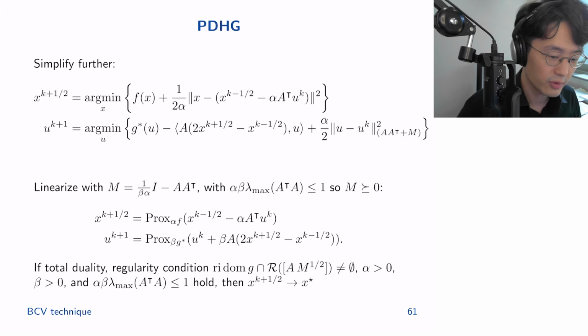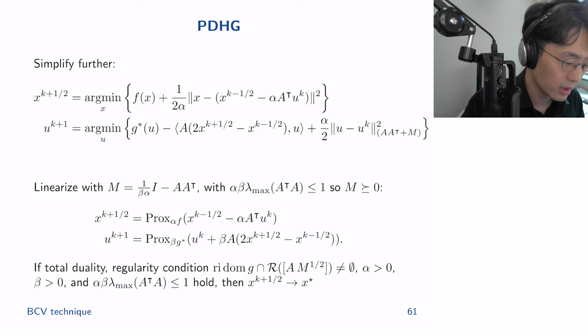Now, in order for this iteration to be more computationally efficient, what we can do is choose the M matrix so that M is equal to 1 over alpha beta times identity minus AA transpose, so that the AA transpose cancels out with this. And then we choose the step sizes alpha and beta sufficiently small so that this condition holds, which implies that the matrix M is positive semi-definite. And then we are left with this iteration.